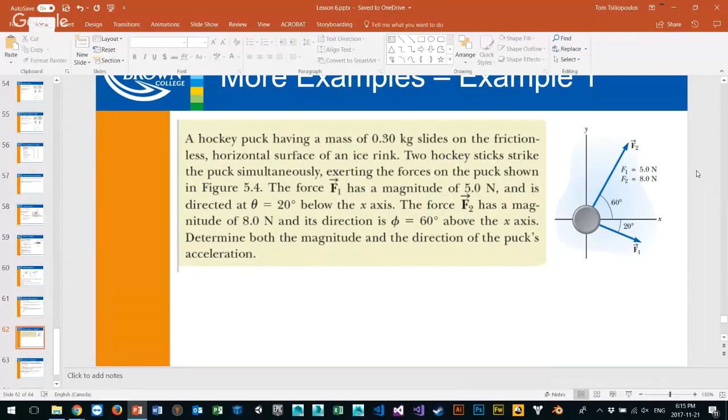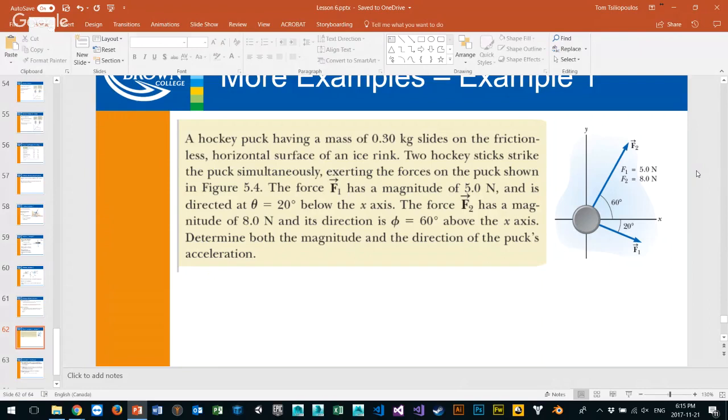Two hockey sticks strike the puck simultaneously. Okay, this is interesting, right? Exerting the forces on the puck shown in figure 5.4, the one on the right, right? The force F1 has a magnitude of 5 newtons. You've already been given a magnitude and it is directed at a theta angle of 20 degrees, right? That's F1. That's this force down here, right?